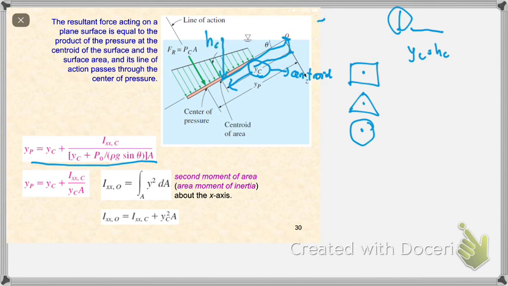Next we have the y_P for a vertical surface. We will use this equation, and in our previous slide we covered that in most situations we ignore the existence of atmospheric pressure, so this part becomes 0, leaving you only y_P equal to y_C plus the second moment of inertia I_xc over y_C A. This one.